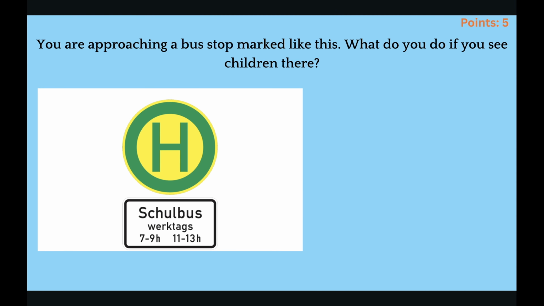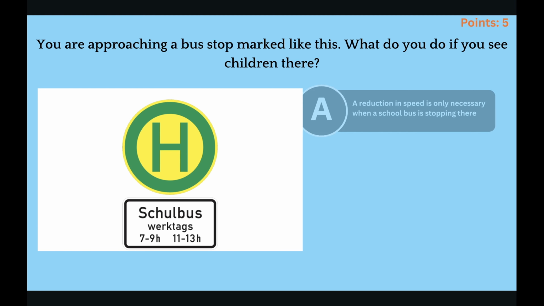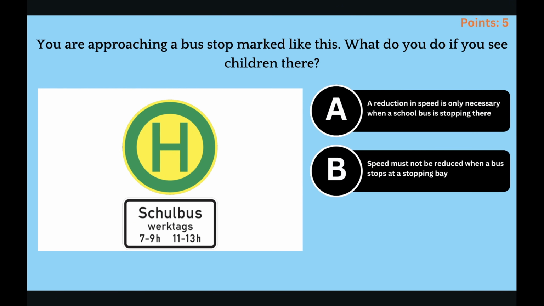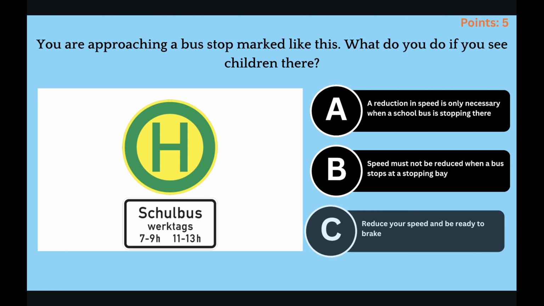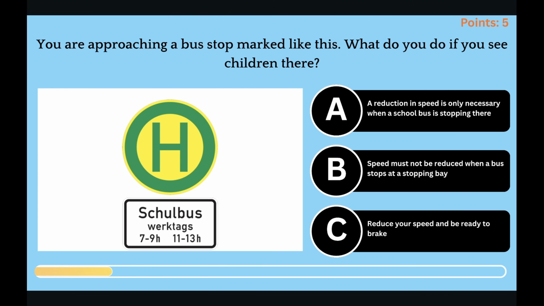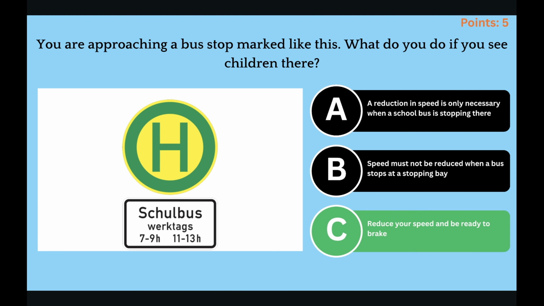You are approaching a bus stop marked like this. What do you do if you see children there? A. A reduction in speed is only necessary when a school bus is stopping there. B. Speed must not be reduced when a bus stops at a stopping bay. C. Reduce your speed and be ready to brake. The correct answer is C. Reduce your speed and be ready to brake.